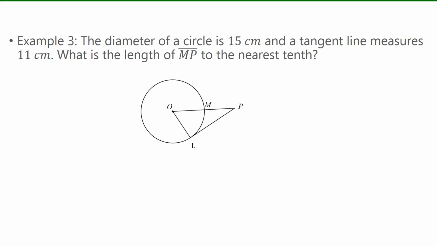Now for example 3, it tells us that the diameter of a circle is 15 centimeters and the tangent line is 11 centimeters. What is the length of MP to the nearest tenth? The diameter is the distance across the circle, and it goes through the center. If I want to know the radius, I'm going to have to halve the diameter. So I'm going to make a little reminder that the radius is half the diameter.